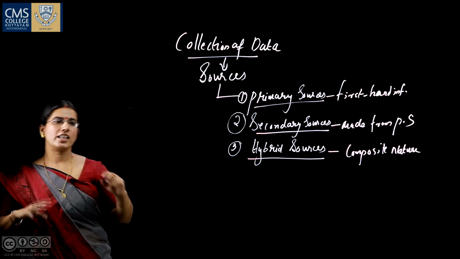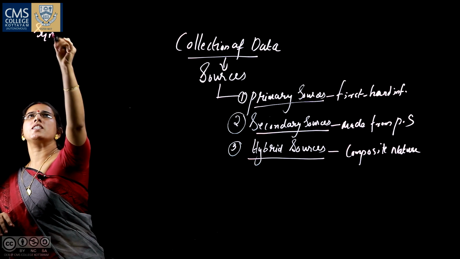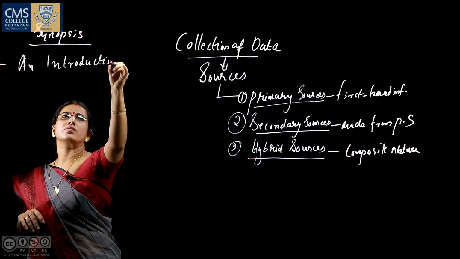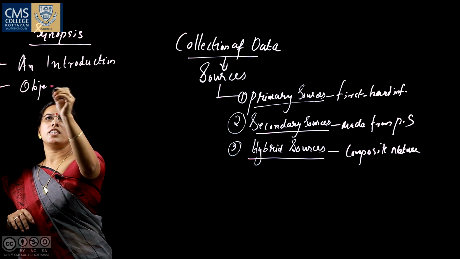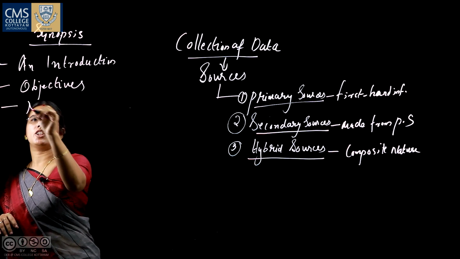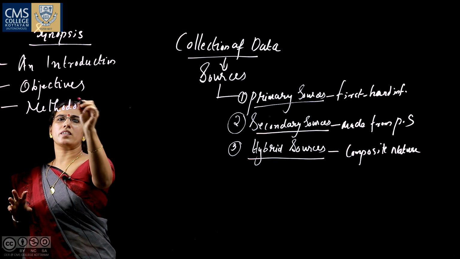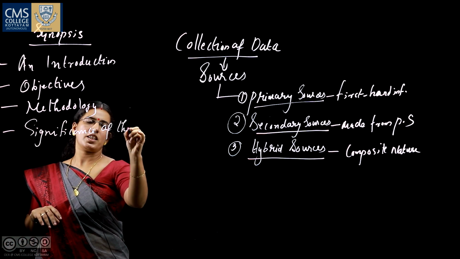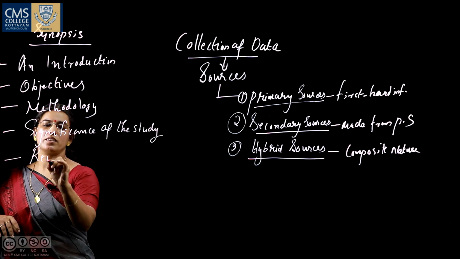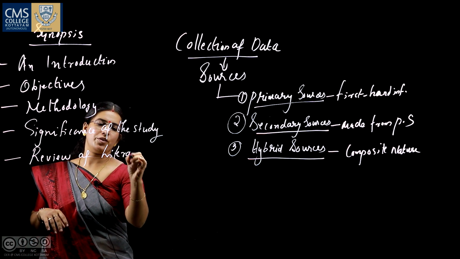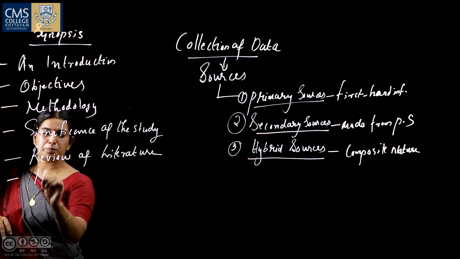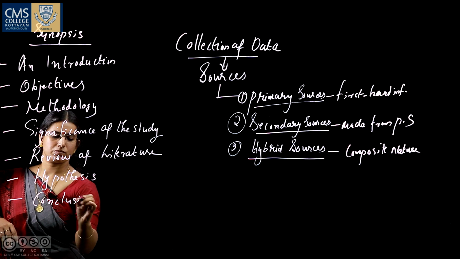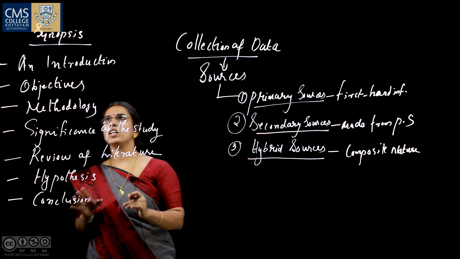How to prepare a synopsis? A good synopsis includes an introduction, the objectives of the study, the methodology used in the research, the significance of the study, a review of literature, the hypothesis, and finally the conclusion. These should be included in the synopsis.